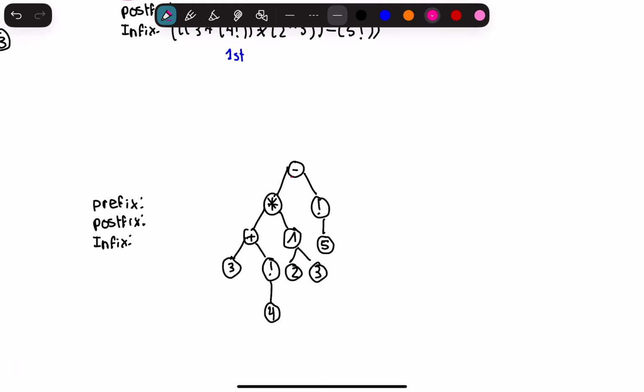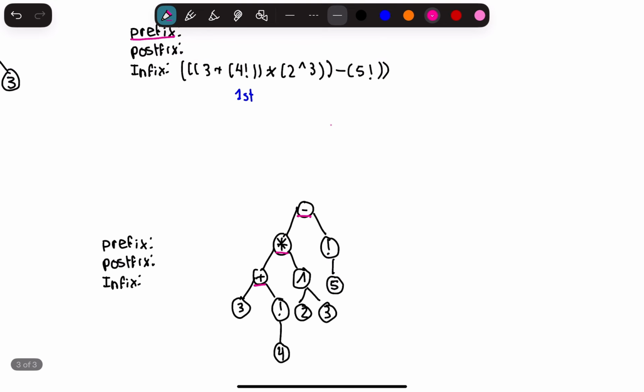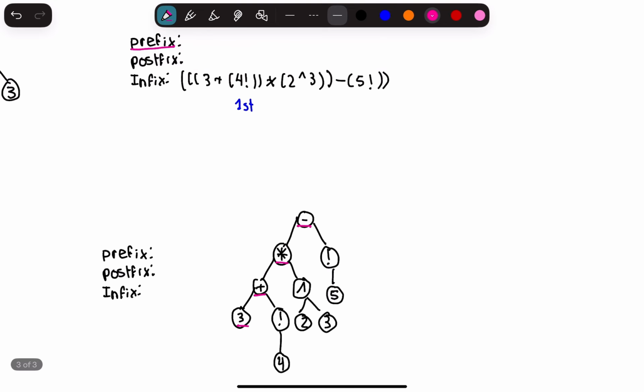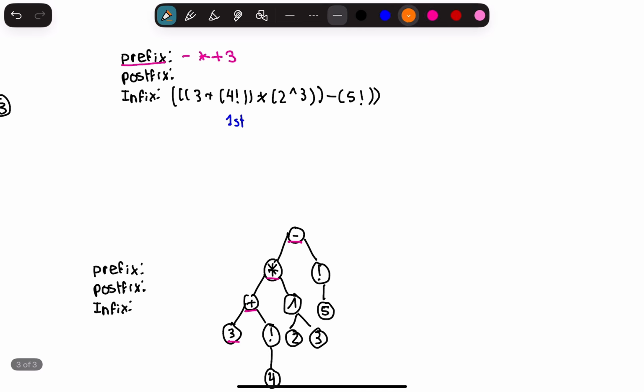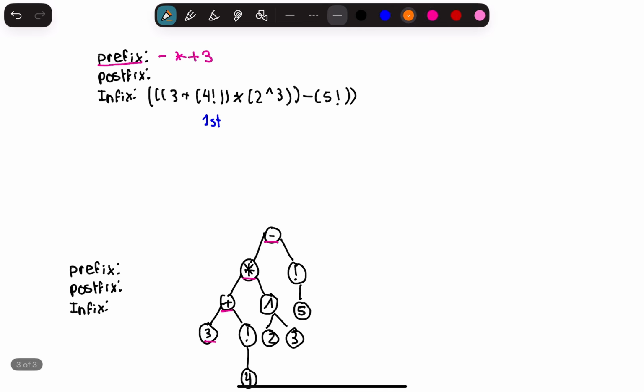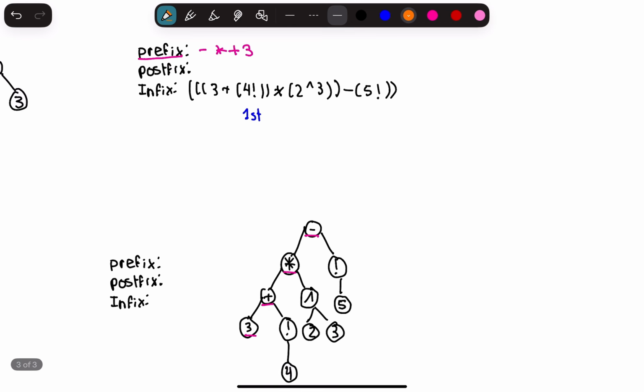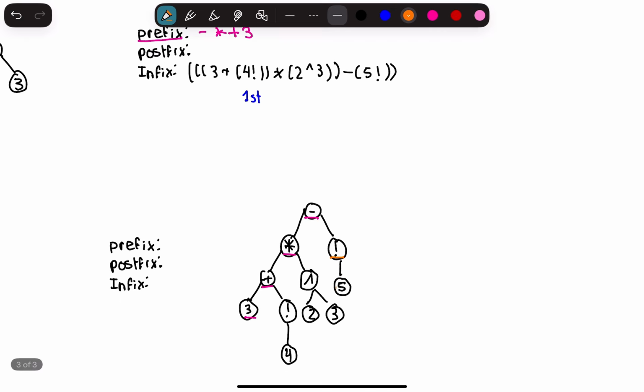So we have minus, plus, multiplication, plus, and 3. So we start from the root. Now to write that, we have minus, plus, multiplication, plus 3. And then after this, we can read from the left. That's going to be factorial. And then we have this factorial. That's going to be 4.